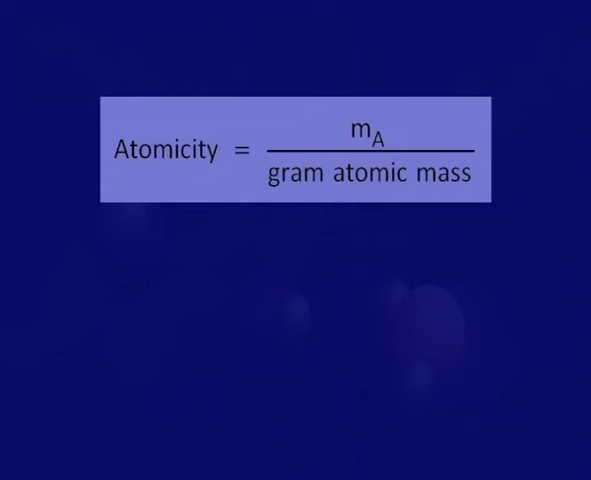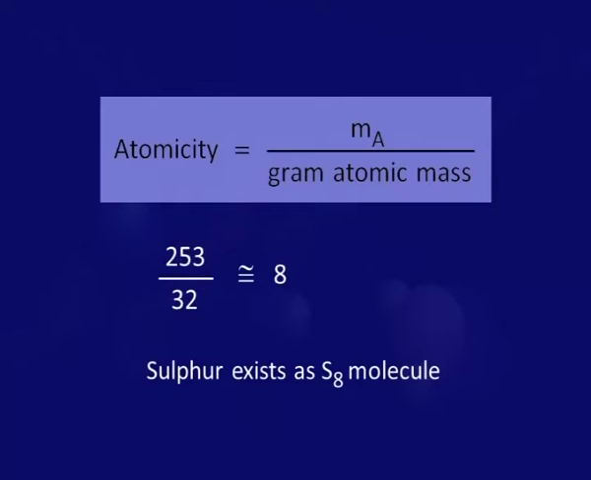Now, atomicity will be equal to molecular mass upon gram atomic mass. Molecular mass you get 253 grams per mole. Divide the molecular mass by atomic mass, which is equal to 32. So, you will get a value which is approximately equal to 8. Hence, the atomicity of sulfur will be equal to 8 and the sulfur molecule exists as S8.